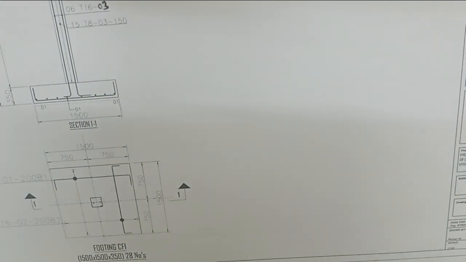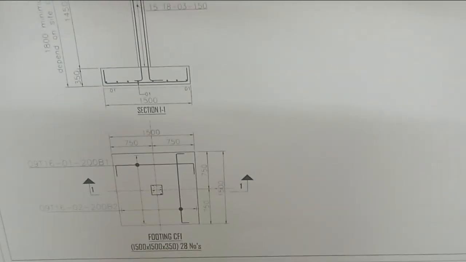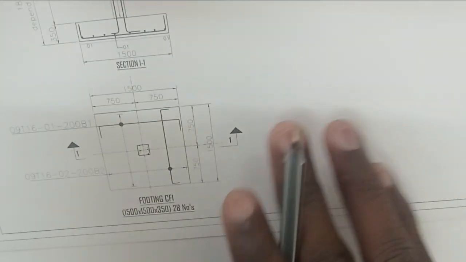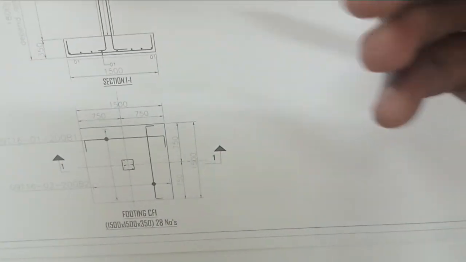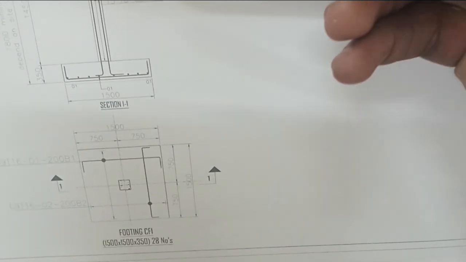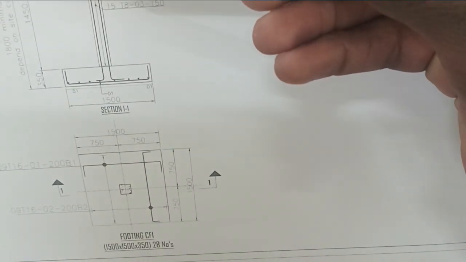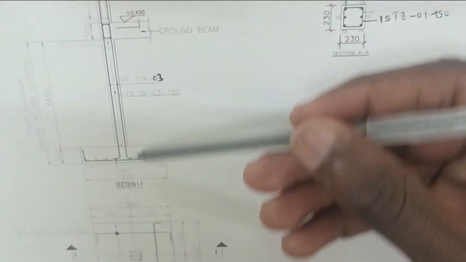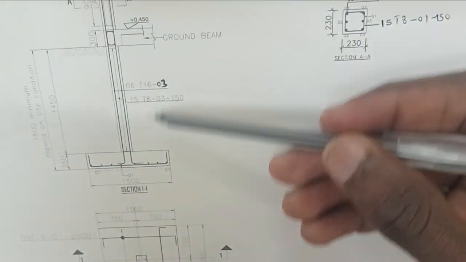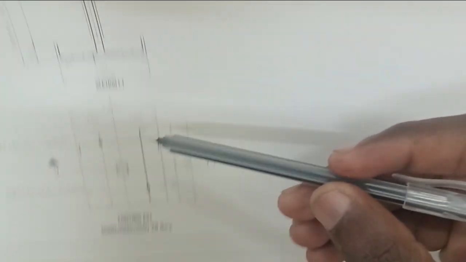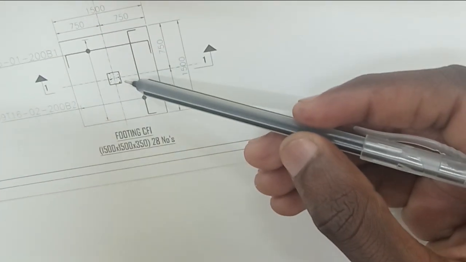Second, let's check the reinforcement details for column footing. This column footing drawing is of two categories. This is the footing section, which is section 1.1, and this one is the footing plan.